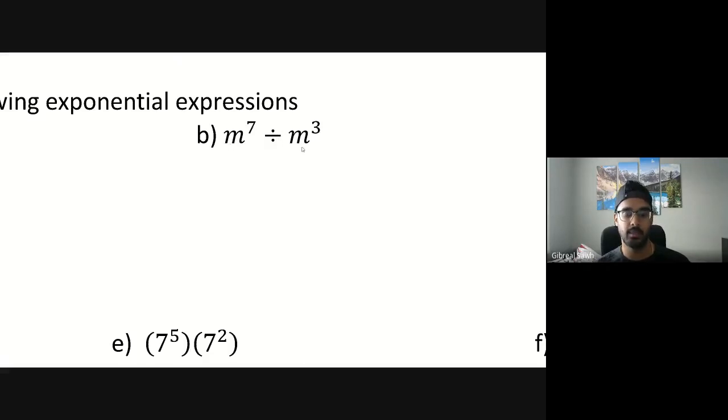Okay, for b, m to the power 7, divide m to the power 3. So again, same base. This is our quotient law for exponents. So we're going to subtract those powers there since we're dividing. So 7 subtract 3 is going to give us 4. So this simplifies to being m to the power of 4.